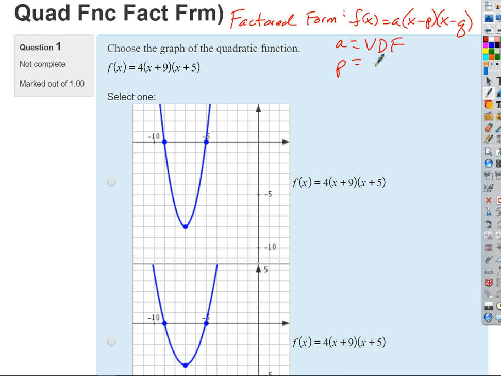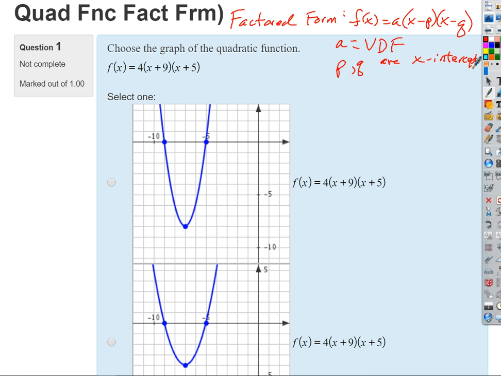But what do p and q represent? p and q are the x-intercepts, right? Where it crosses the y equals 0 line, right? Okay, so that's one thing.